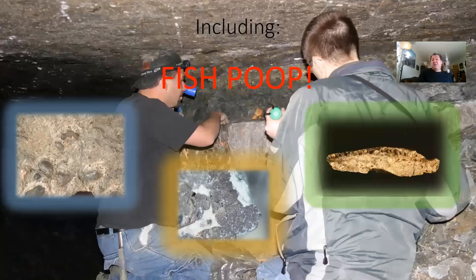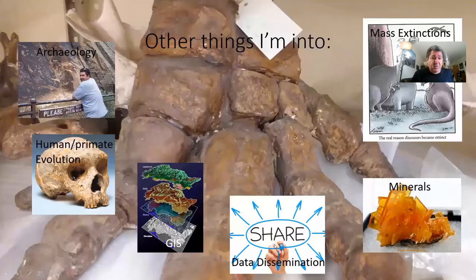Okay. I've also done a lot of local research, including stuff in our gypsum mines here in Grand Rapids. We'll talk about that sometime in this course, but gypsum was a big industry here in early Grand Rapids. And besides just gypsum down in these mines, there's also a lot of fossils, including fish fossils like fish jaws, and then tons and tons of fish poop known as coprolite. So I did a paper on those, right? Other things I'm into: archaeology, human and primate evolution, GIS, minerals. I have a big mineral collection. I love collecting them. And mass extinctions. I love studying how mass extinctions work with evolution over time.